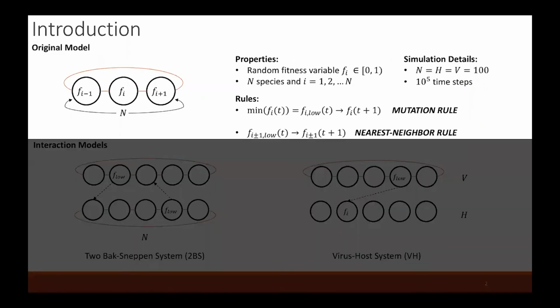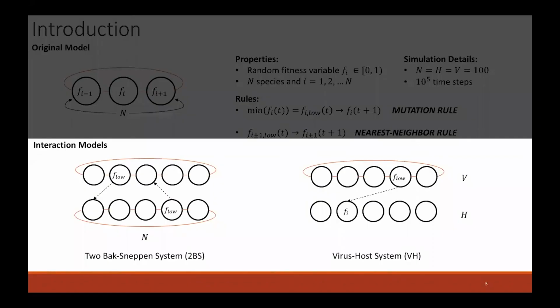The Bak-Sneppen, BS for short, is a simple model of biological evolution wherein n amount of species are connected in a ring, and each species is given a random measure of survivability known as a fitness value. The evolution of this system is determined by two rules modeled after concepts of real-world evolution. The first rule is that the lowest fitness is replaced with a new fitness, similar to the idea of natural selection, whereas the next rule is that the nearest neighbors of F low are also replaced to incorporate the idea that fitness is relative.